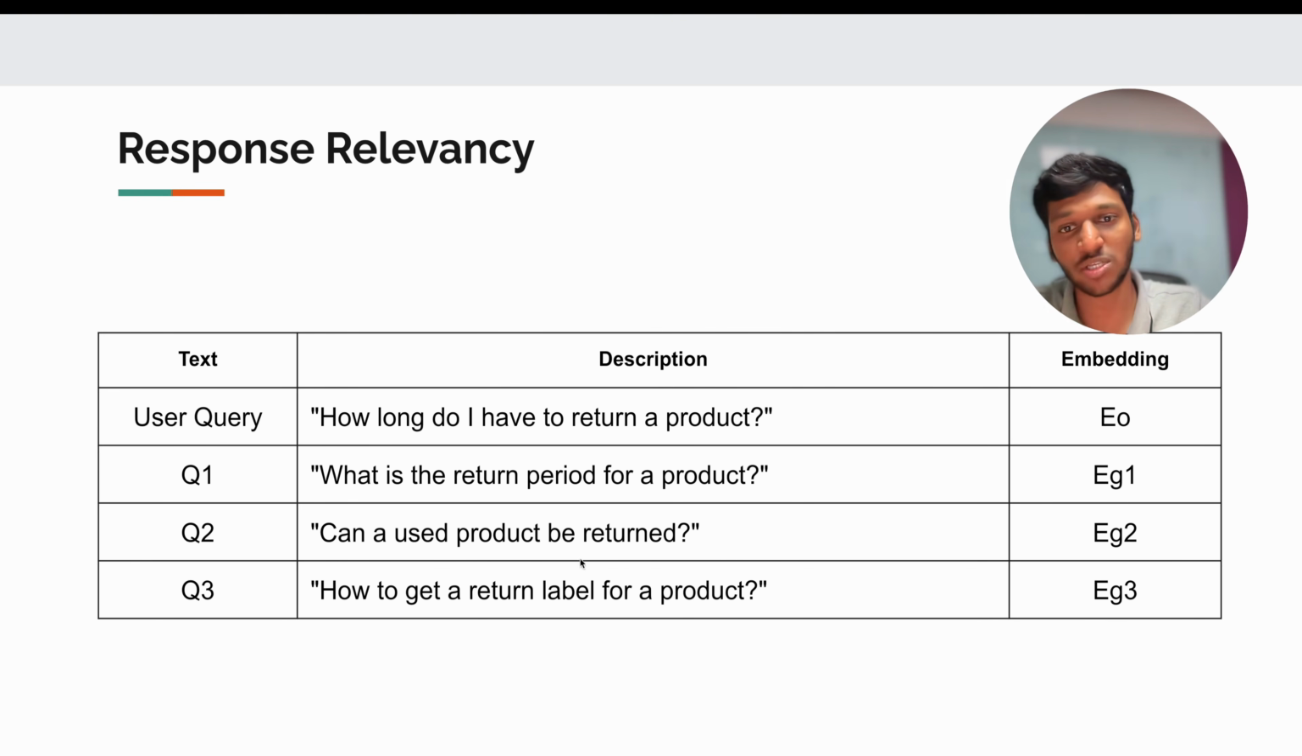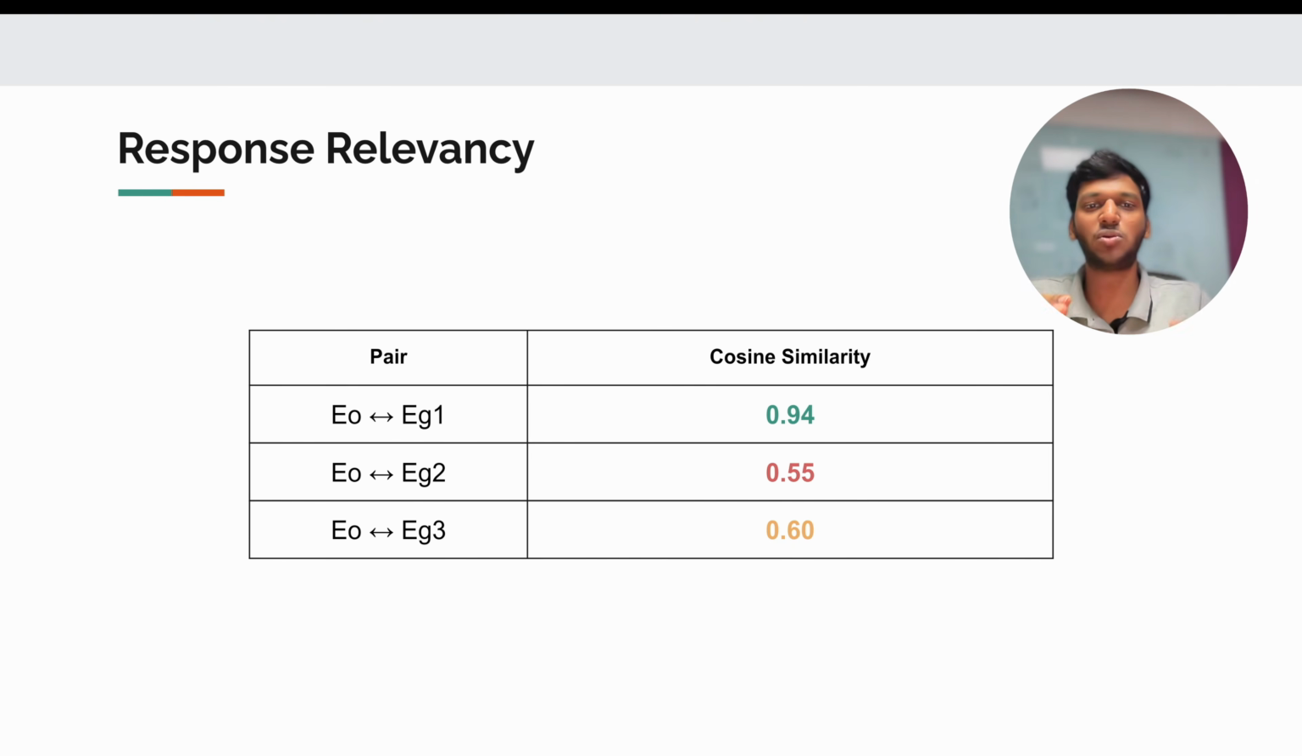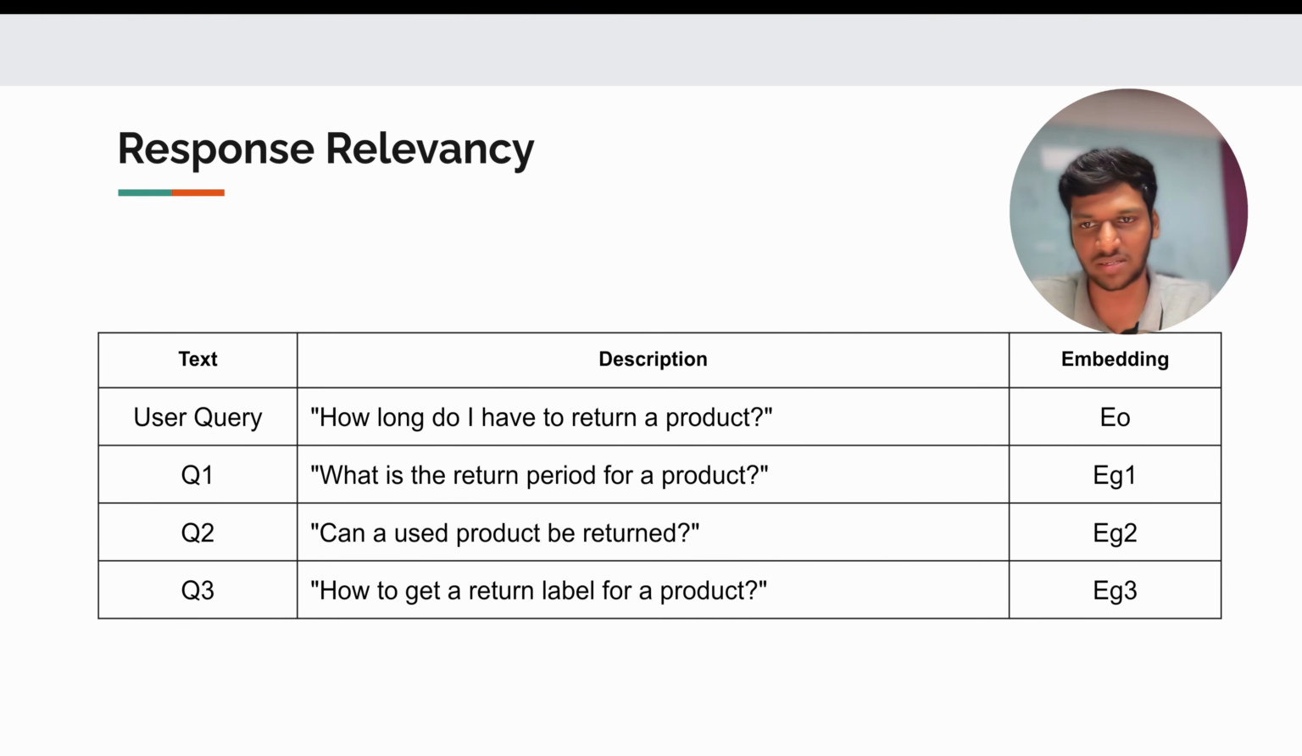With that response, we will try to generate questions from the response. It is like reverse engineering. Basically, with a question, you are trying to generate questions. Now, with those questions, we need to find the cosine similarity with the actual question. So the first one is the actual question, right? The rest are all generated questions from the response, right?